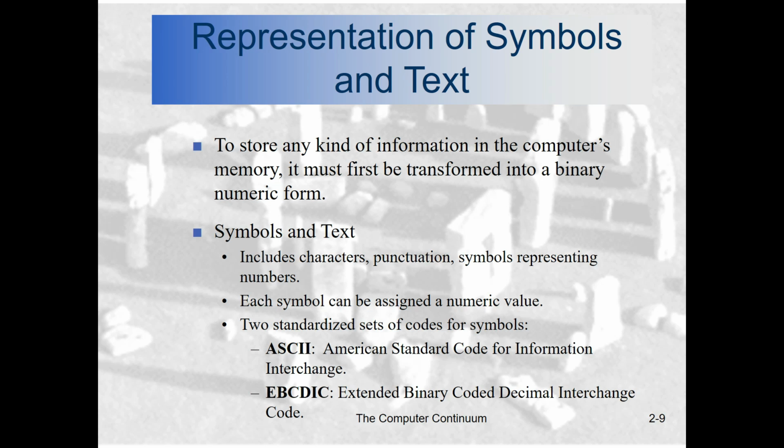ASCII is American Standard Code for Information Interchange, okay, or EBCDIC, which is a short form of Extended Binary Coded Decimal Interchange Code. So these are the two standardized sets of codes for symbols. All right, these two representations help us convert the representation of different numbers into binary numbers.